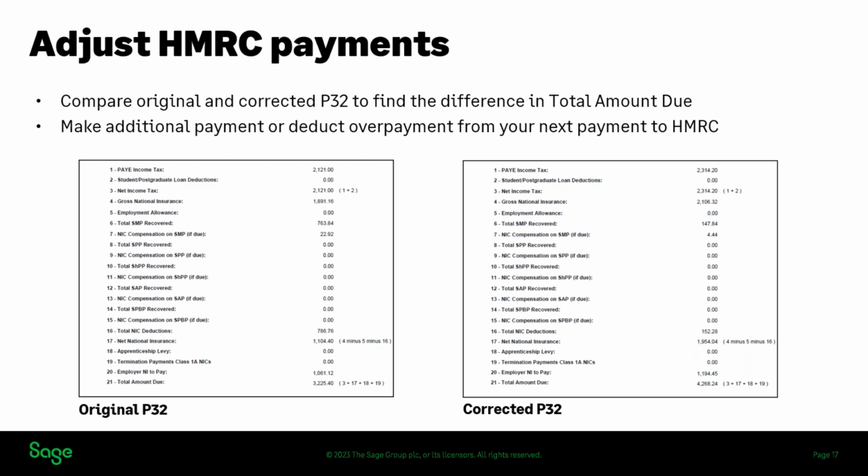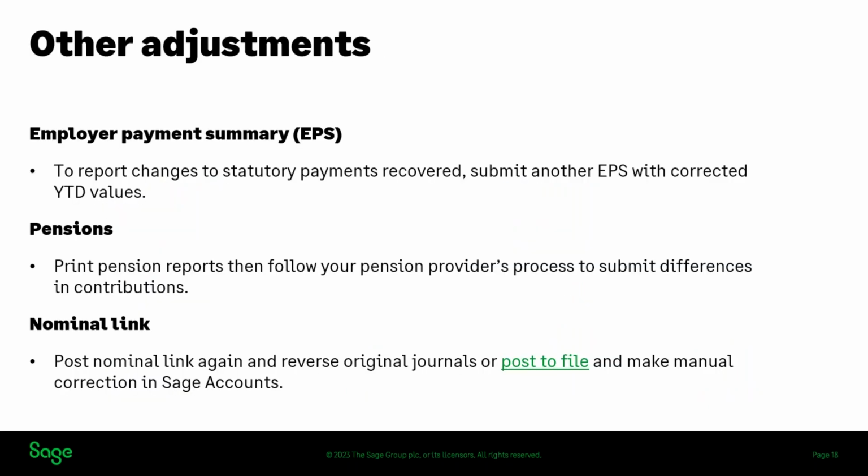Also check any recovery values. So if your correction has affected maternity, paternity or adoption pay, for example, and the amount recovered has changed, you will need to submit a new EPS to send through the details of that correction. So that's the first point actually on the other adjustments here. So if there has been a change to statutory payments recovered, simply send another EPS, which will contain the corrected year-to-date values. So do that the next time one is due. If you've missed the deadline for a previous tax month, just send it for the next tax month, and that way HMRC can adjust their records.